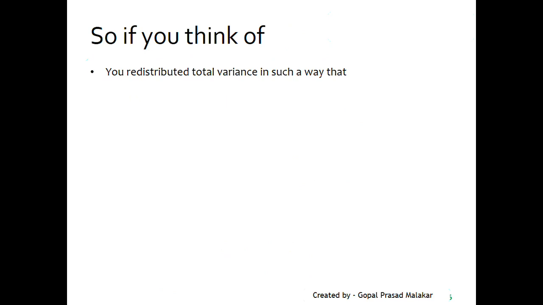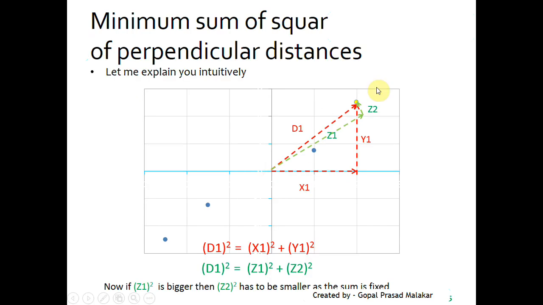If you think of it, x1 square plus y1 square has to be equal to z1 square plus z2 square, because the distance is the same in both cases. The only difference is that z1 square is much bigger than x1 square or y1 square, and that's why z2 square is much smaller.